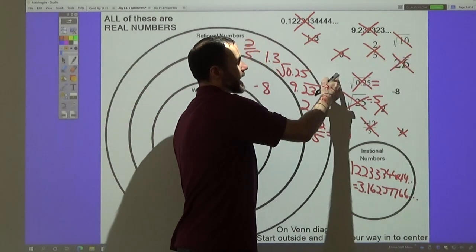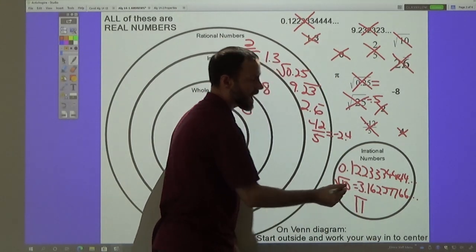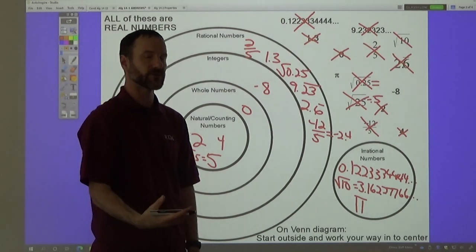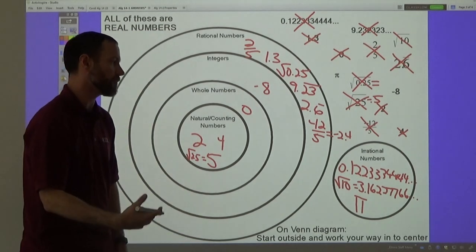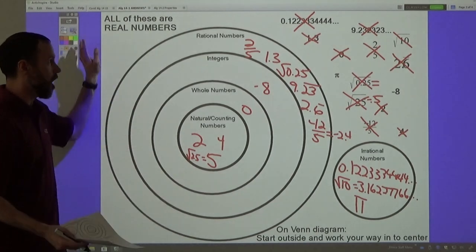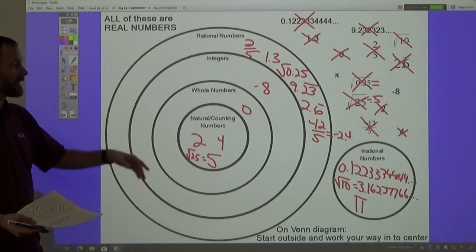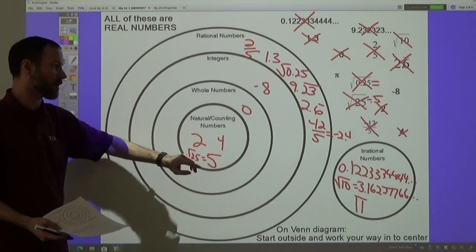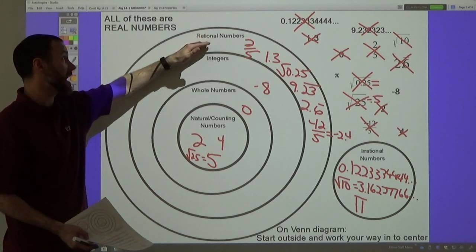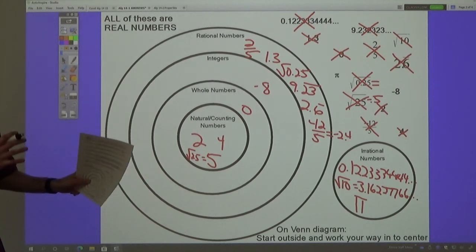Pi. Pi is the most famous irrational number there is. Pi has been calculated to trillions of places. It never repeats. It never ends. So pi is the most famous irrational number. Again, all of these are considered real numbers, however. But things like 2 or 4 or 5 are a natural number, they're a whole number, they're an integer, they're rational, and they're real. So numbers can have more than one classification.